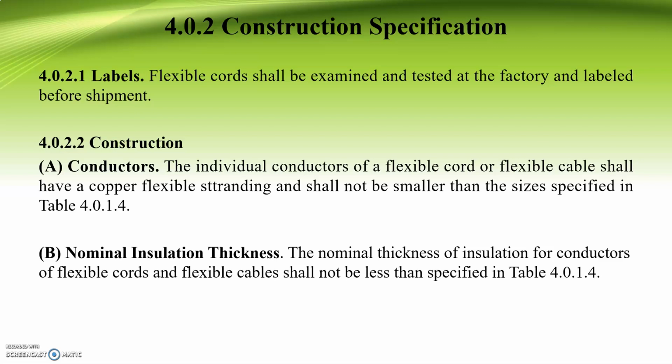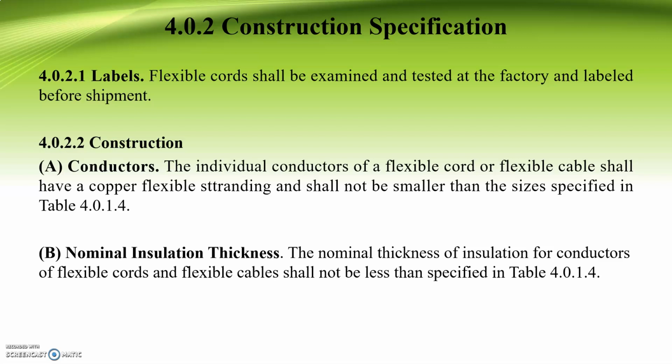Chapter 4.0.2.1, labels, about construction specifications. Flexible cord shall be examined and tested at the factory and labeled before shipment. Chapter 4.0.2.2, about the construction.